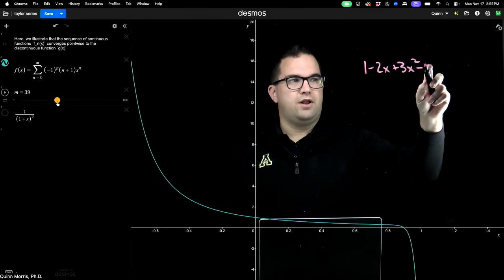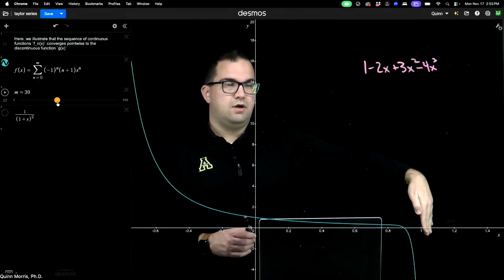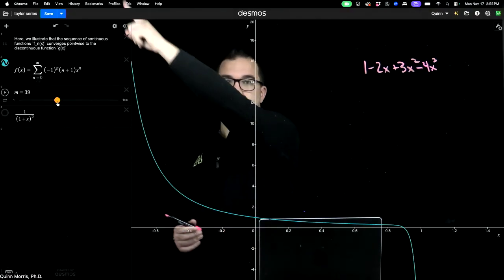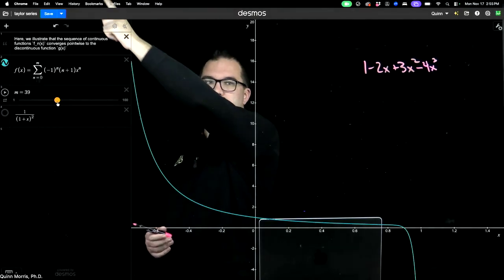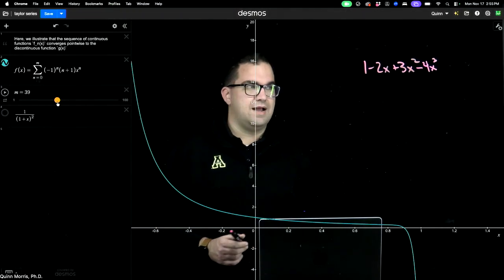But anytime I add on an odd power, so if I go to add on the next odd power, I have a negative coefficient. So that's going to flip this down, because basically you can think of this as like a minus x cubed. So as x goes to negative infinity, it goes to positive infinity. As x goes to positive infinity, the function goes to negative infinity.